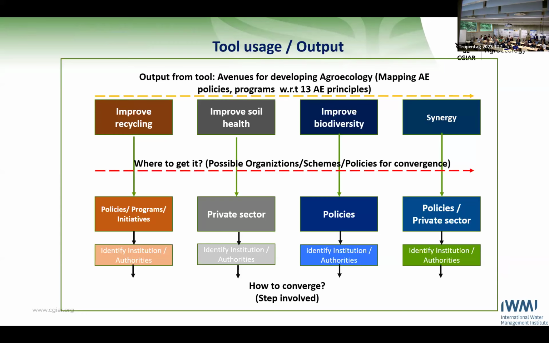But within the region, we want to know what aspect we want to improve. That can be improving soil health, recycling, biodiversity, or synergy. So the tool basically helps you to do that. What are the policies that are relevant to the region? Like there are national policies, but that's not applicable to all the regions in India. So in that way, we have classified it.